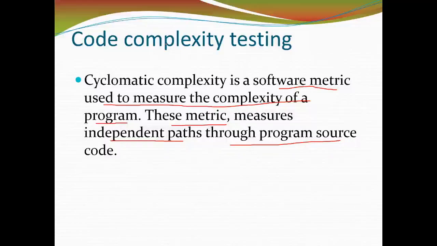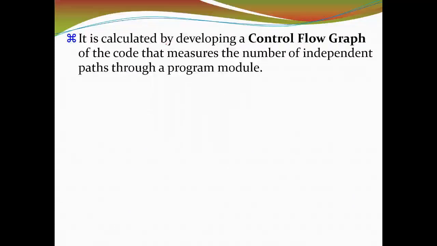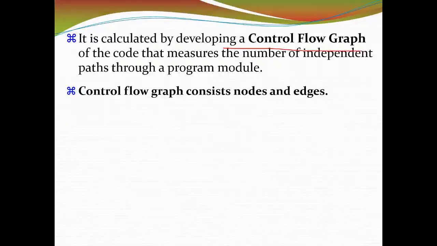So code complexity testing is nothing but from a particular code you will understand how many paths are there to be tested and how many different inputs you need to supply to test that particular code. So it is calculated by developing a control flow graph. Control flow graph is nothing but the code you are going to convert into a control flow graph. From that you will understand the flow of that program, how many paths are there and how many decision making statements are there.